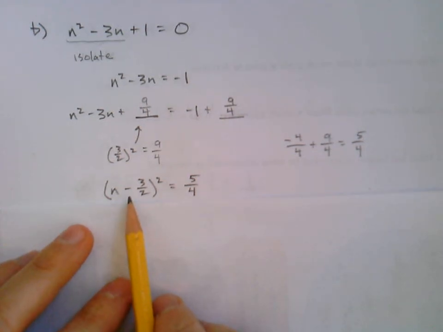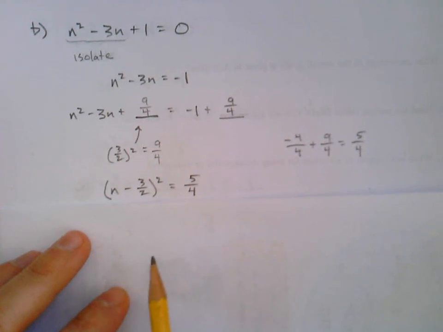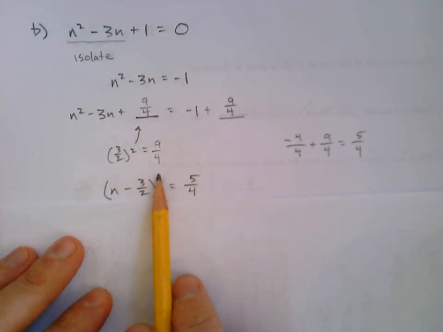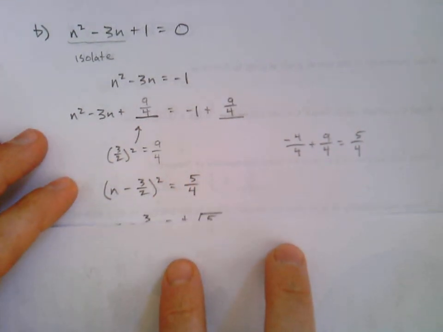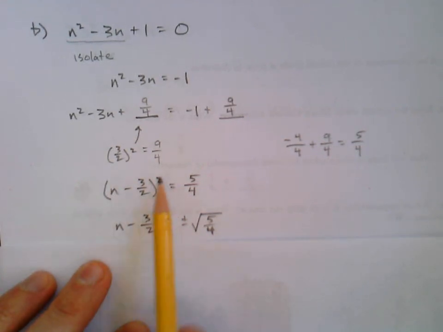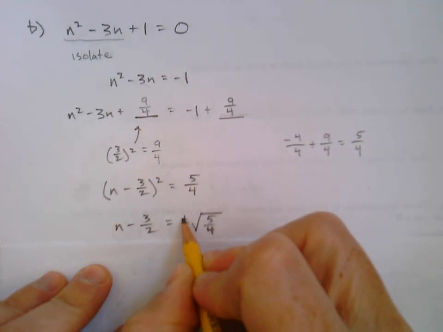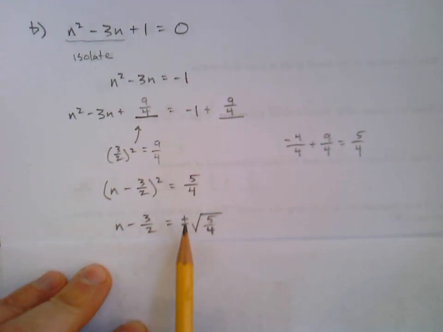At this point, we have completed the square successfully. So now we're in a position where we can simply take the square root of both sides to cancel that. So let's go for it. Taking the square root of the left, well, it's just going to cancel out, and we'll be left with n minus 3 over 2. And here's the square root of the right side, remembering that we need the plus or minus on the outside there.